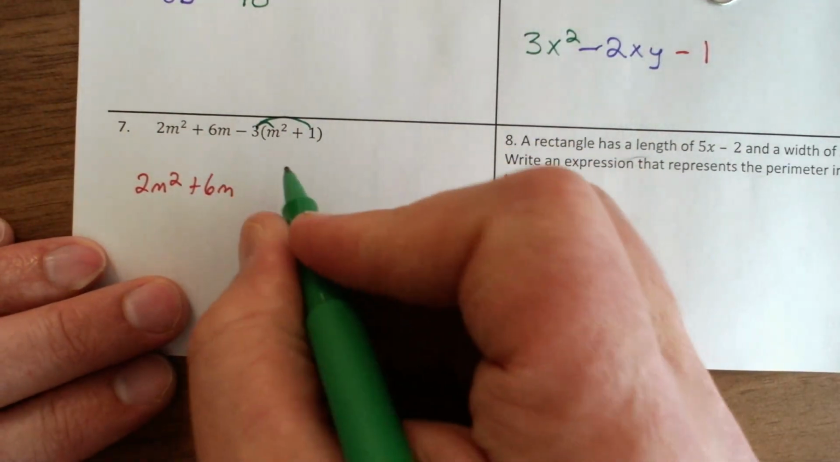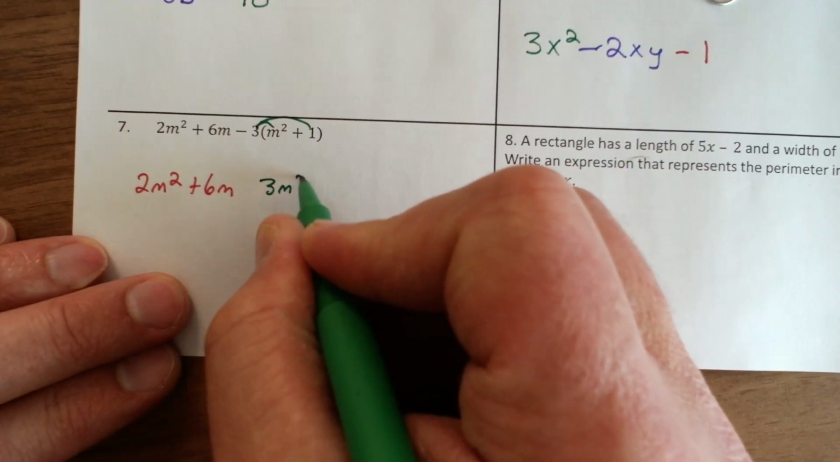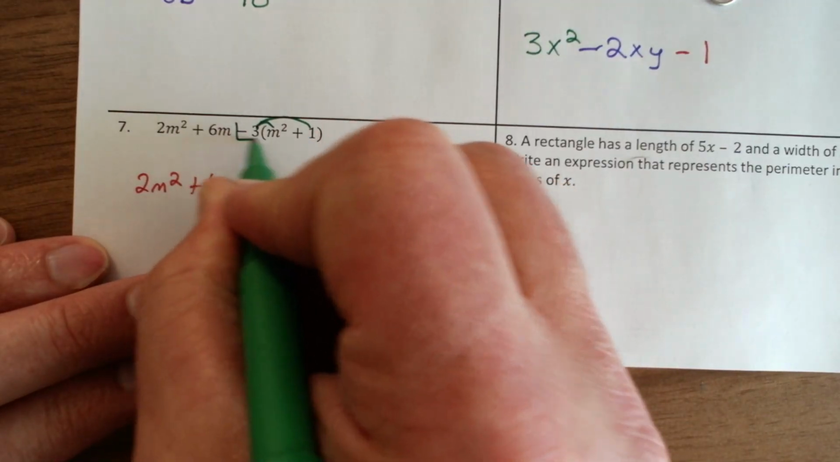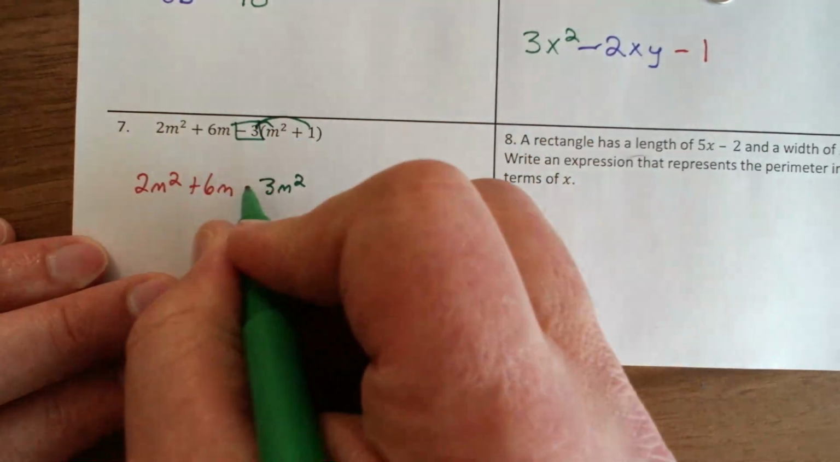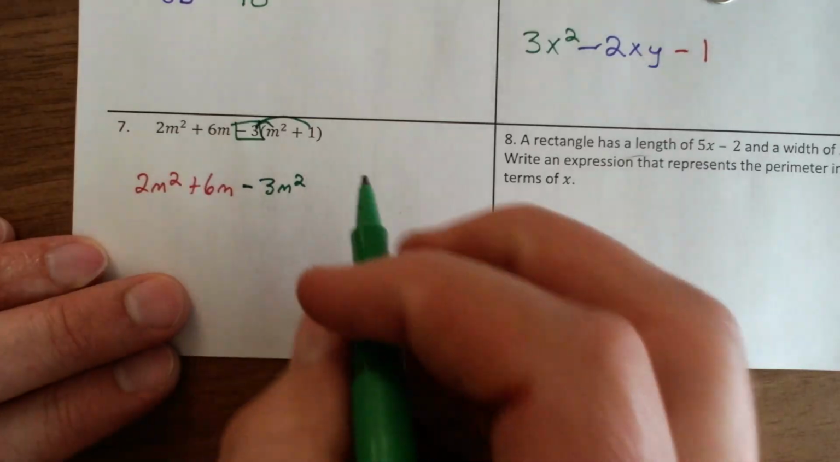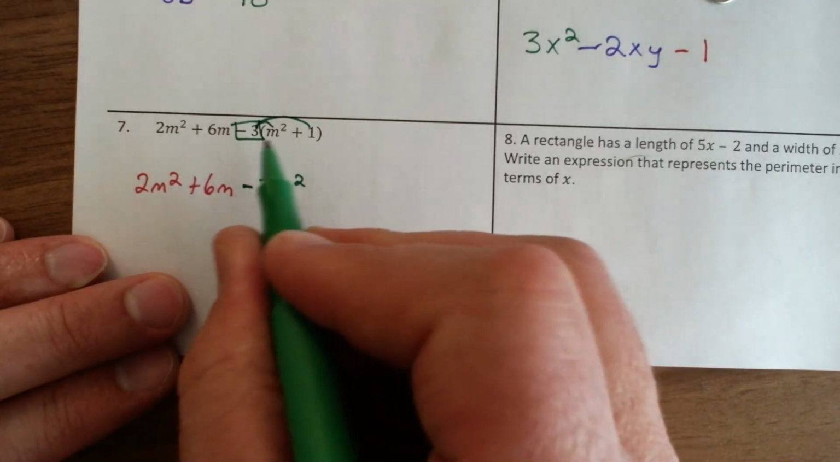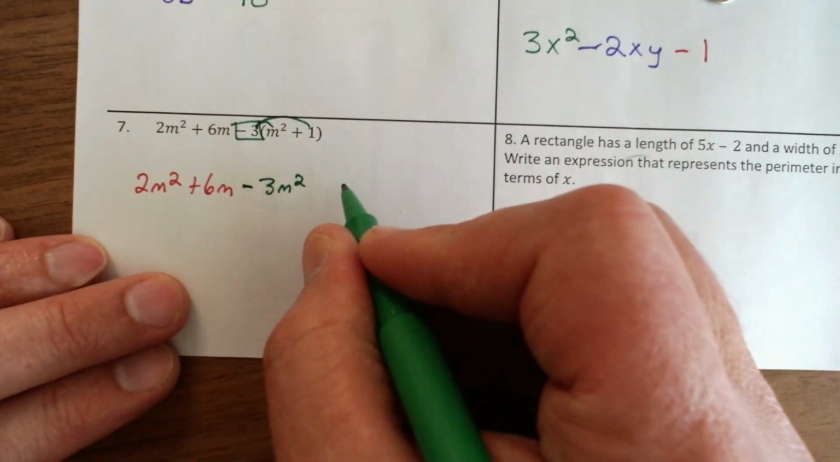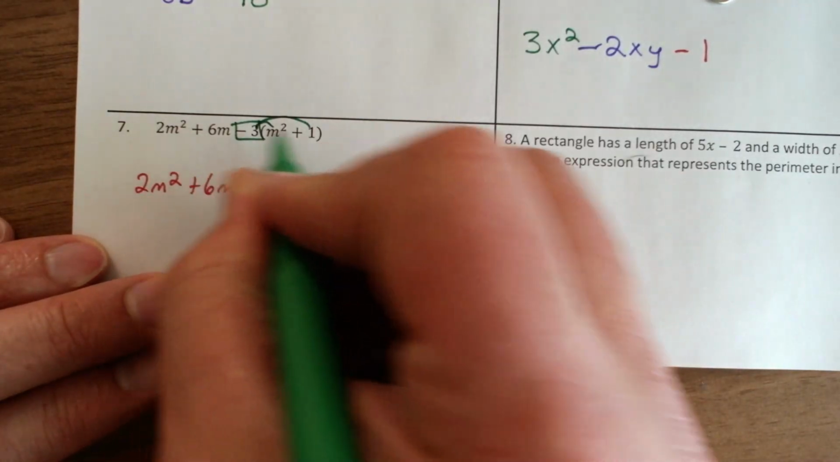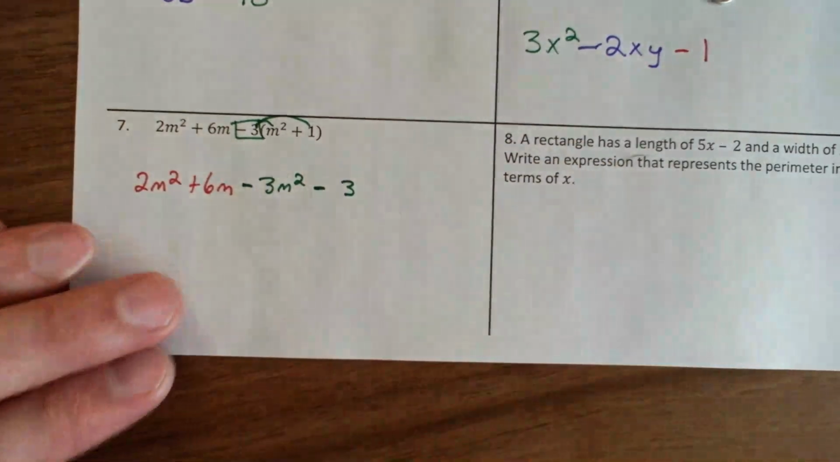3 times m squared is 3m squared. Negative 3 times positive m squared, so this is negative 3m squared. 3 times 1, that's 3. Negative 3 times positive 1, that's negative 3.